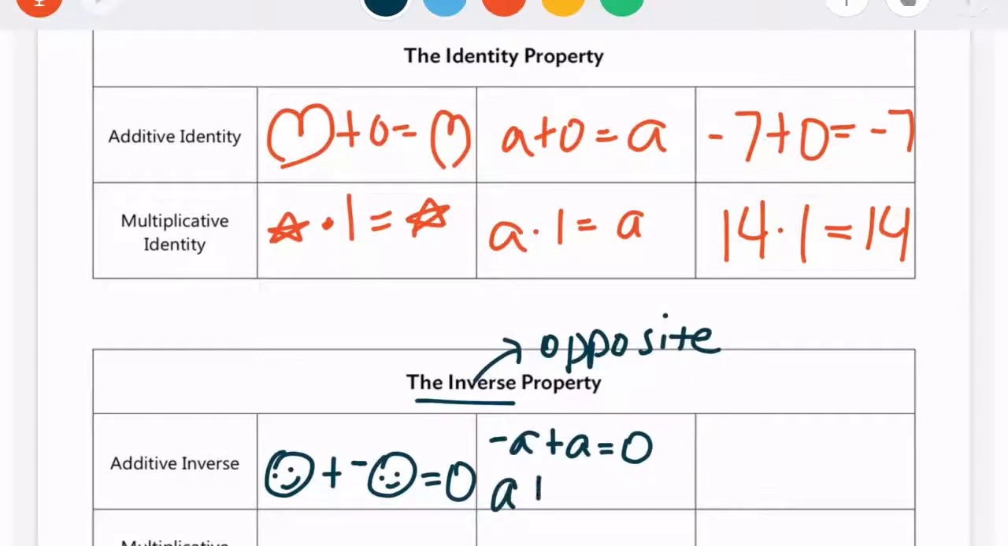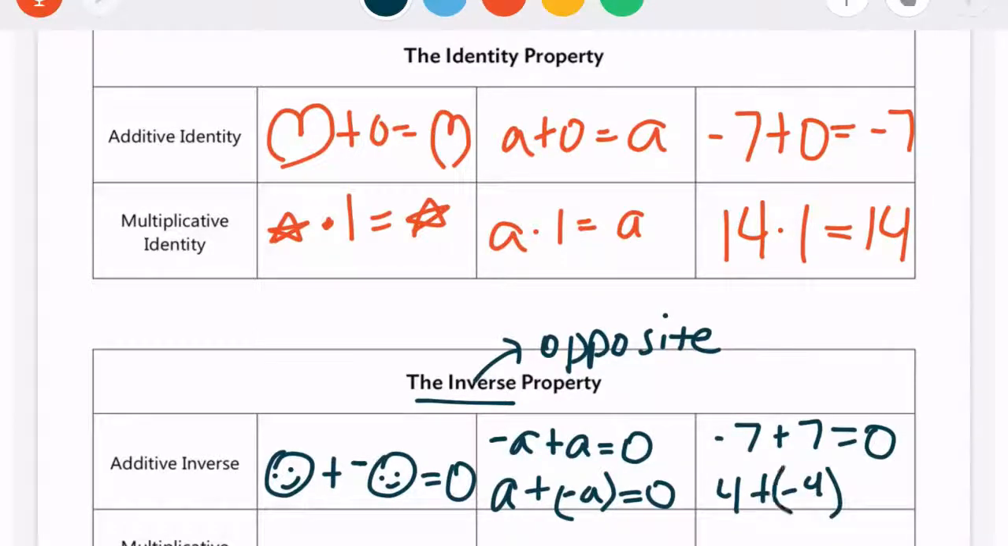So negative a plus a is 0. Or you could also show it like this. A plus negative a, that also equals 0. Some number examples. Negative 7, the opposite of negative 7 is 7. So negative 7 plus 7 is 0. Or we could have something like this, 4 plus negative 4 in parentheses, those are opposites or inverses. So that would also equal 0.